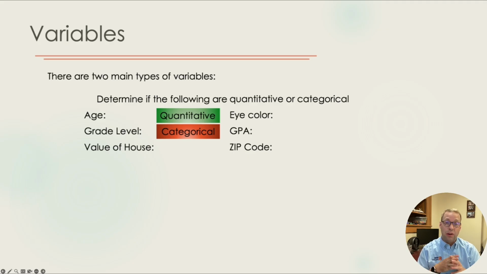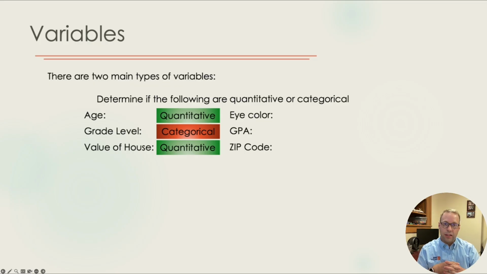The value of a house. What is your house worth? Well, that's a monetary value. If I take your house and I take my house, can I find the average price? Sure, I could. That may not necessarily be anything meaningful, but if you go to a neighborhood and find the average cost of a house in a neighborhood, that does make sense. So since you can take an average, it is a quantitative variable.